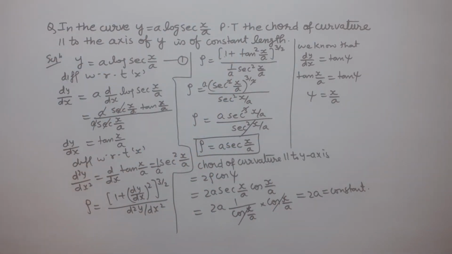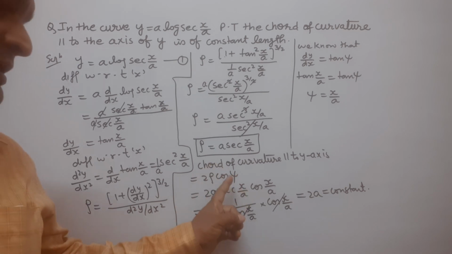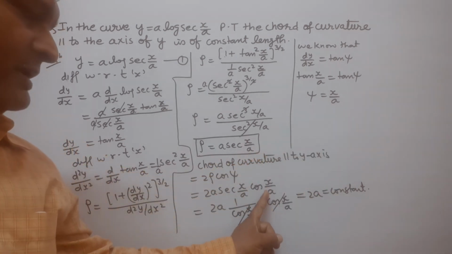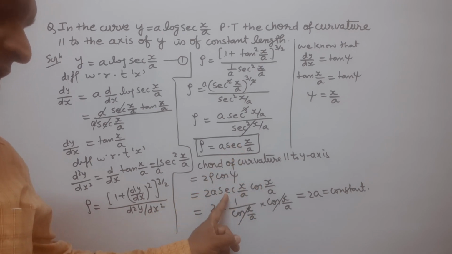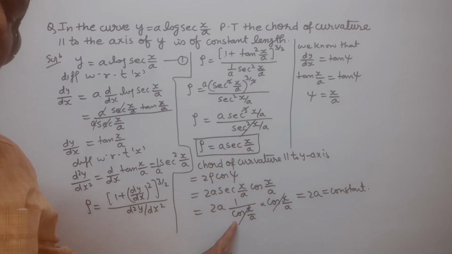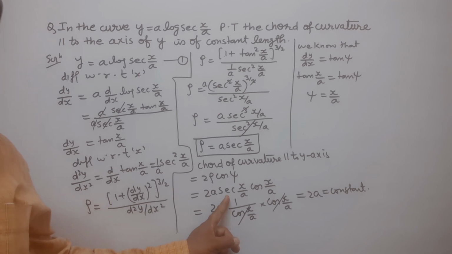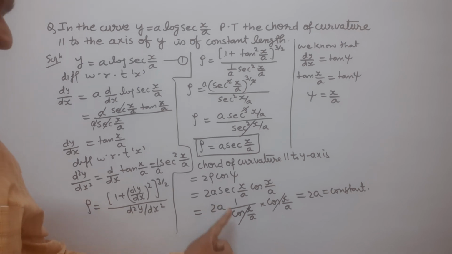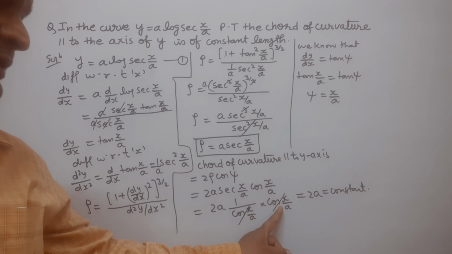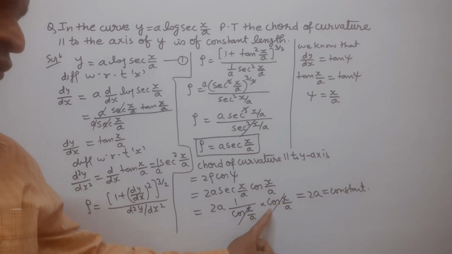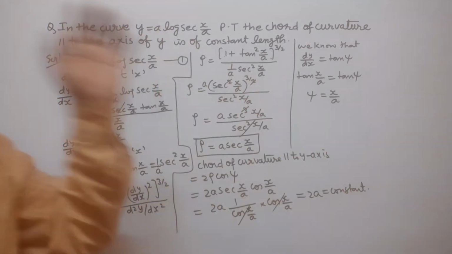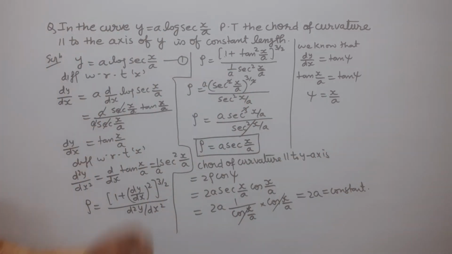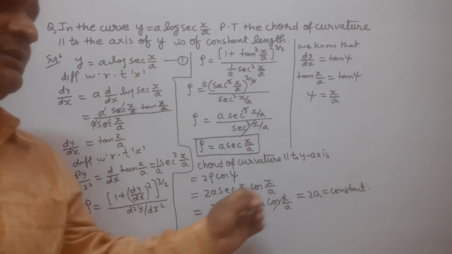You can see here that the formula to find the chord of curvature parallel to y-axis is 2 rho cos psi. Here the value of cos psi, cos x upon a, is substituted, and the value of rho, a sec x upon a, is put in. Then sec x upon a can be written as 1 upon cos x by a, because sec x upon a is the reciprocal of cos x upon a. So this cos x by a cancels in the numerator and denominator, so we get 2a, which is constant. So the chord of curvature parallel to y-axis of this given curve is constant.